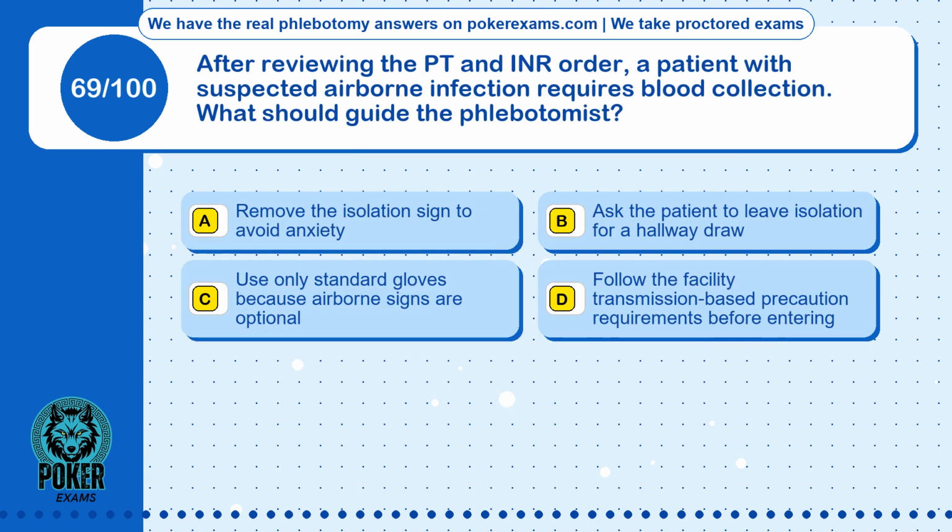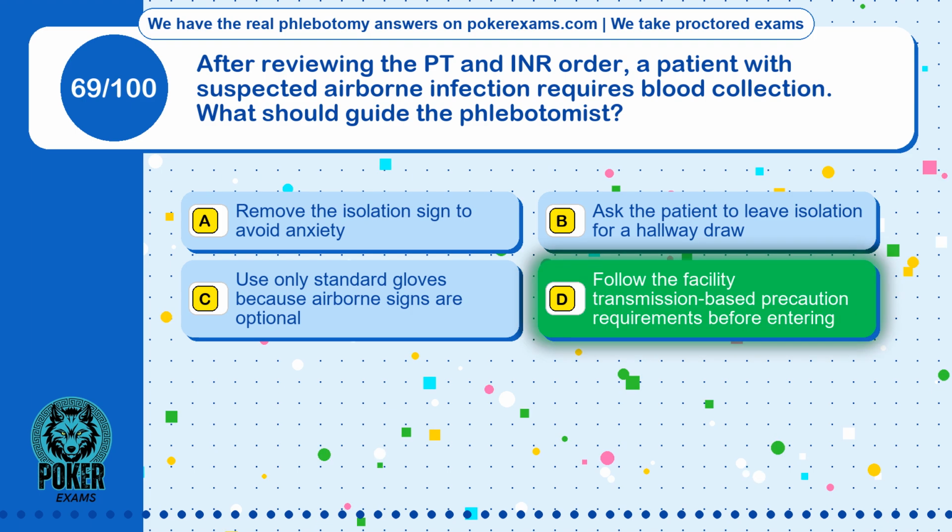Question 69. After reviewing the patient and INR order, a patient with suspected airborne infection requires blood collection. What should guide the phlebotomist? Option A. Remove the isolation sign to avoid anxiety. Option B. Ask the patient to leave isolation for a hallway draw. Option C. Use only standard gloves because airborne signs are optional. Option D. Follow the facility transmission-based precaution requirements before entering.